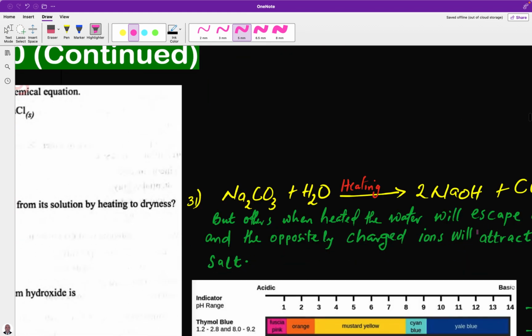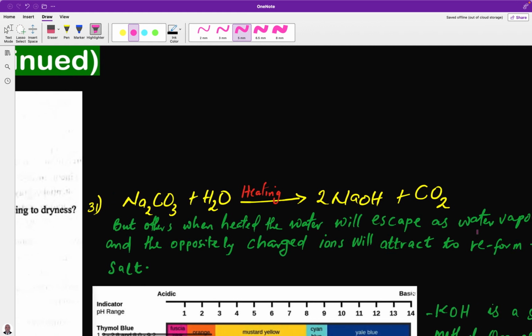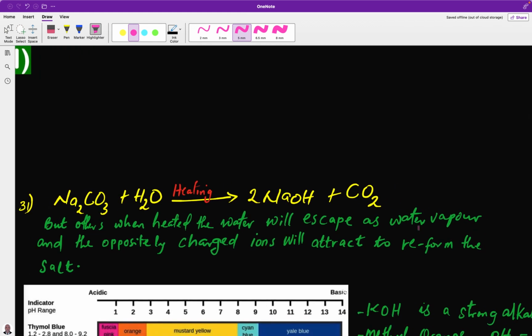Sodium carbonate, see what happens with sodium carbonate. When you dissolve sodium carbonate in water, what you are going to have is sodium hydroxide, an alkali, and carbon dioxide that is going to be released. The carbon dioxide is going to escape.